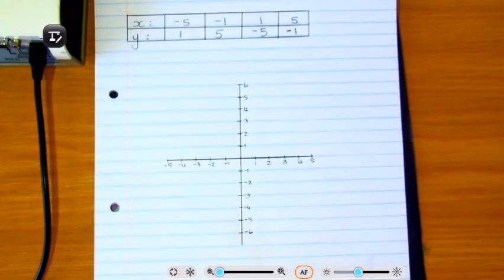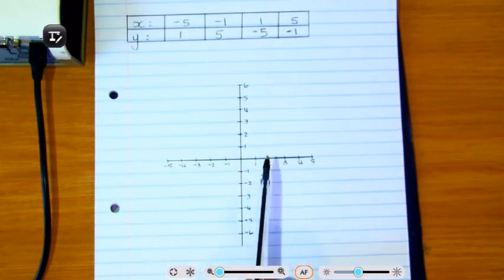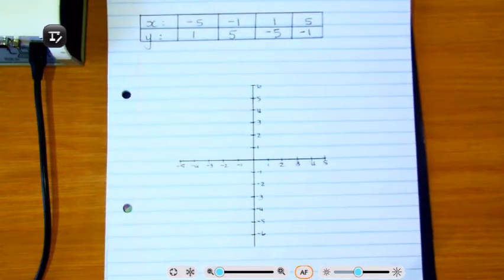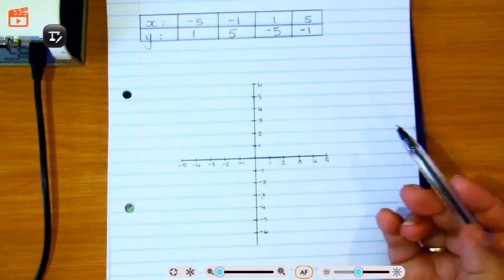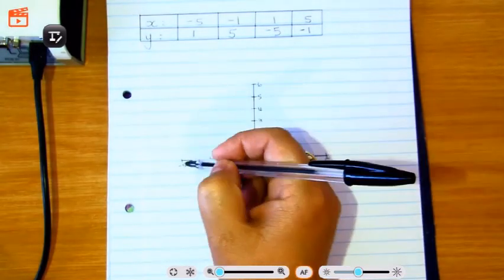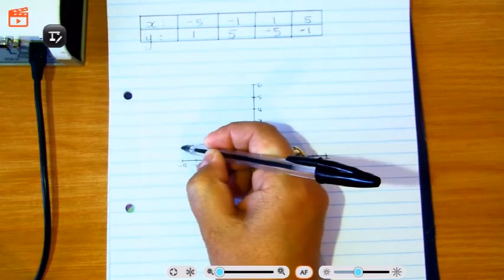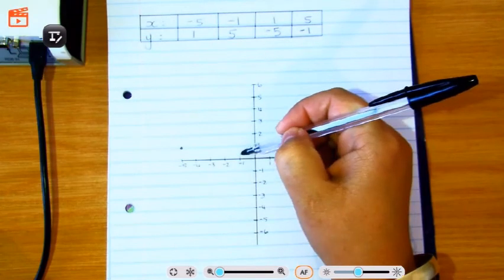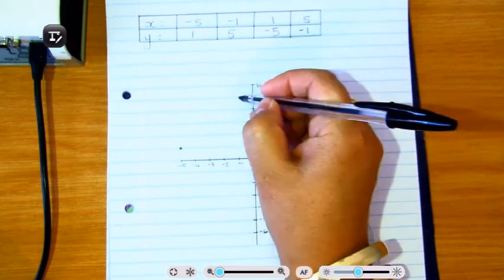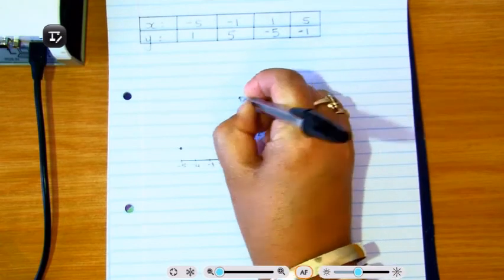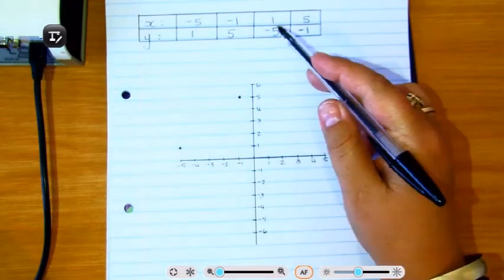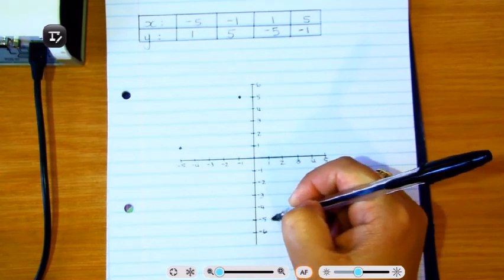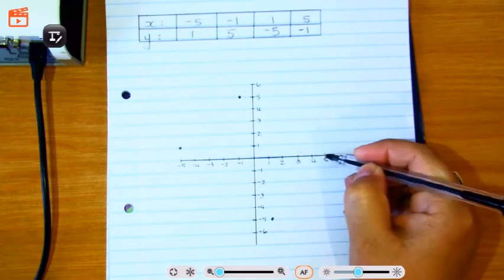Okay, so what we would have done is we would have put in our asymptote, but like I said earlier, there is no vertical asymptote in this case. So I'm going to start with my coordinates. So I've got -5 and 1, which is there. And I've got -1 and +5, which is there. Okay, then I'm going to use the +1. So I've got +1 and -5, which is there. And I've got 5 and -1, which is there.